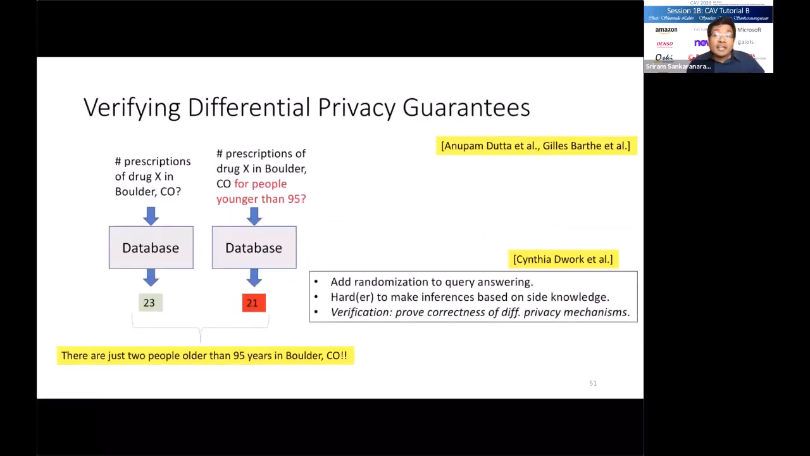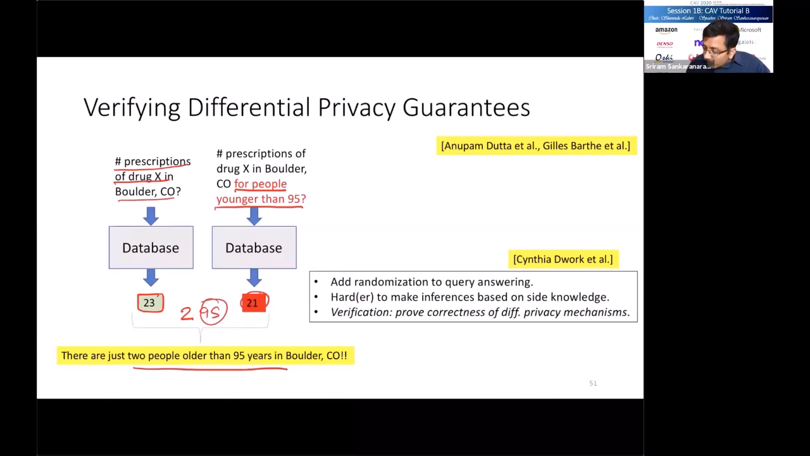Another major area where verification of probabilistic programs is useful is in differential privacy. Here, you want to ask questions like, if you have a database that's telling me how many prescriptions of a drug X are there in Boulder, Colorado, and it says 23. And then you say, how many prescriptions are there for people younger than 95, and it says 21. Well, then you know that there are 2 people who are 95 or more years old who are being prescribed this drug X. And what happens if there are just 2 people who are older than 95 years in Boulder? Well, then you have violated someone's privacy in this manner.